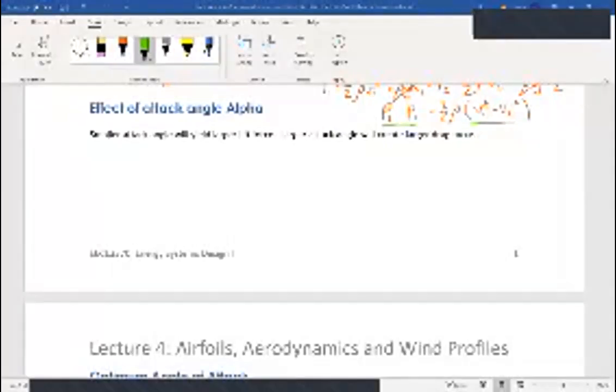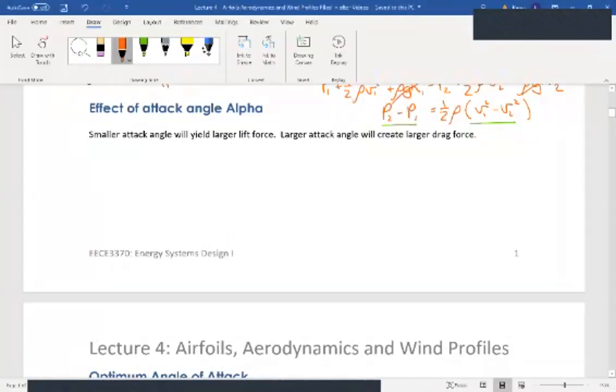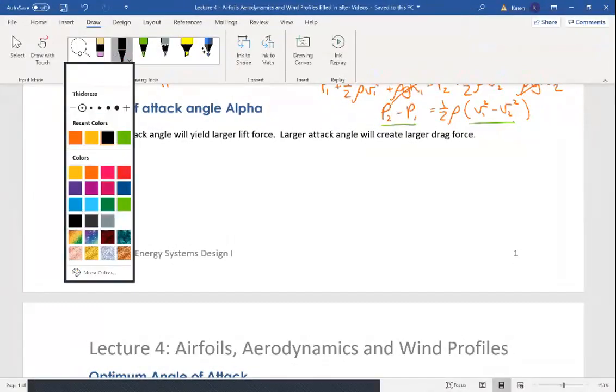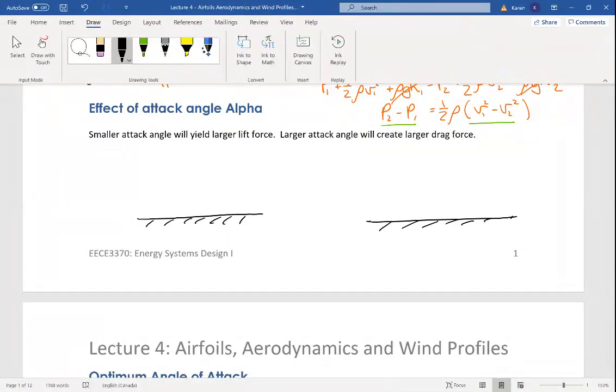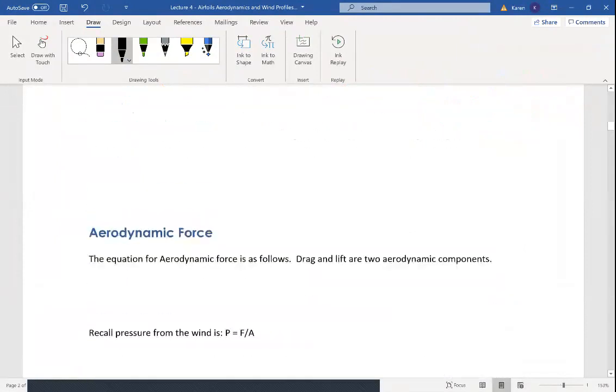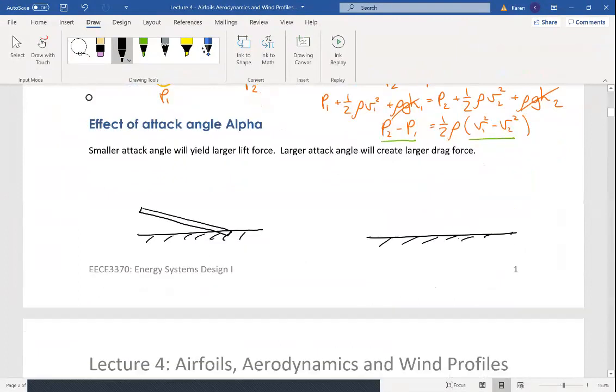Let's look at the effect of that angle of attack. So let's draw our rectangular object again. Let's draw it with a very small angle of attack here, and let's draw it with a really big angle of attack here. So I'm going to draw that rectangular object, and of course we're going to start relating this to a different shape later on where it's going to be the profile of a wind turbine blade. That's where we're going with this.